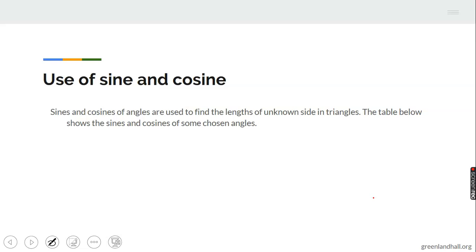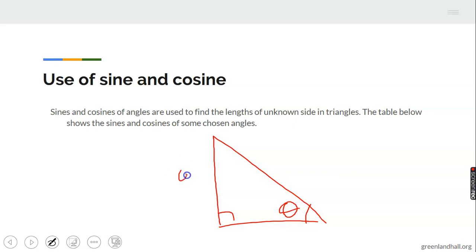Use of sine and cosine. Sines and cosines of angles are used to find the length of an unknown side in triangles. The table below shows the sines and cosines of some chosen angles. Now, let me draw this diagram. This is a right angle triangle. Then this is angle, maybe angle theta. I'll be using theta. So here will be the opposite side, hypotenuse side, and the adjacent side.